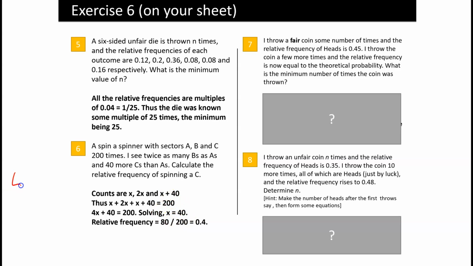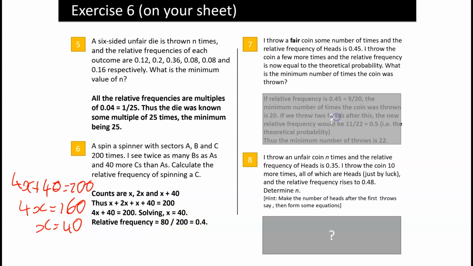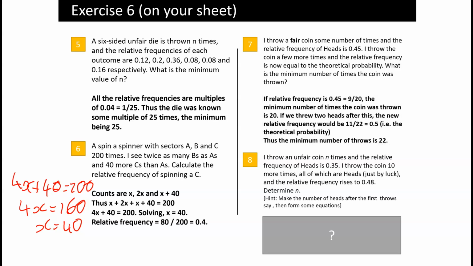So to solve it, I'm sure you guys can do this. 4x plus 40 equals 200. So take away the 40 and then divide by 4. So x is 40, and once you know x is 40, you can work out the relative frequency because it's going to be 40 plus 40, so 80 over 200.